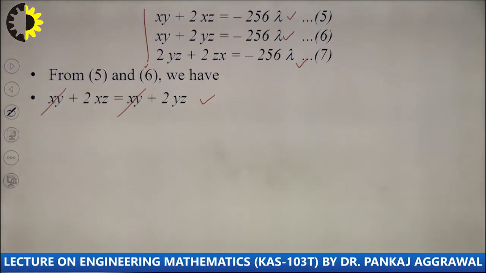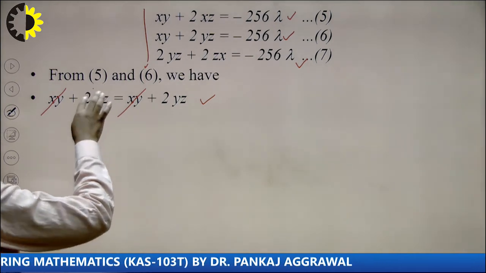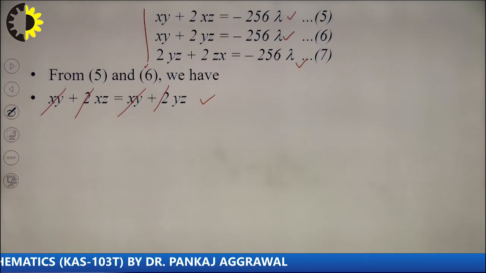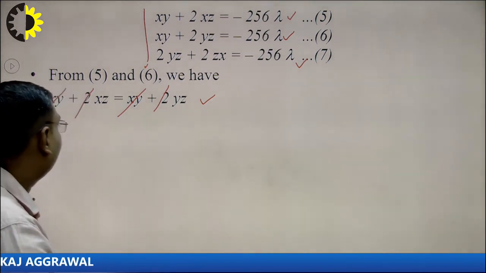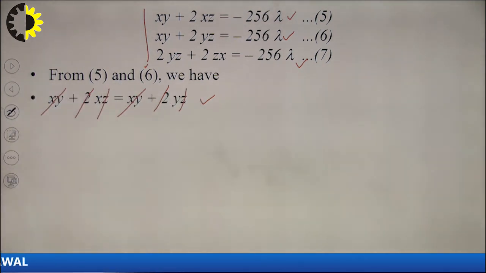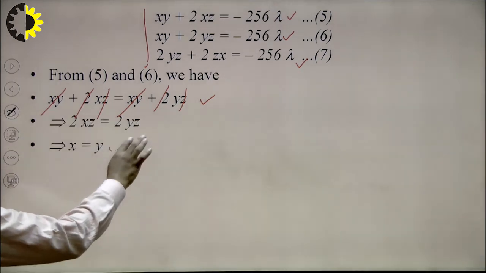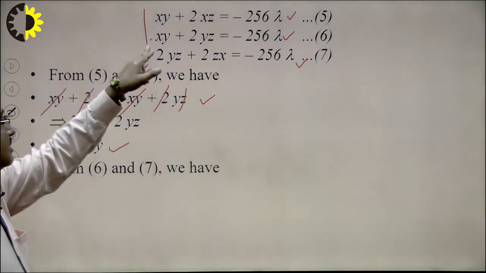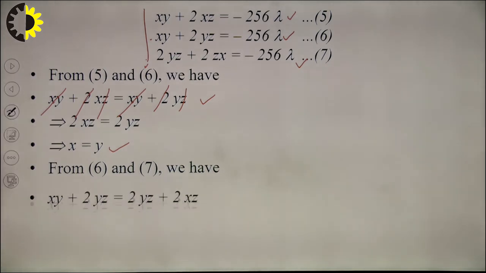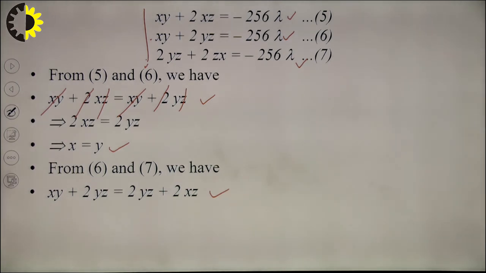These xy will cancel out. In 2xz and 2yz, the 2 can be cancelled out. Now, this z is the height of the box to be constructed, and therefore z will be non-zero, and therefore this z can also be cancelled out, and it will give x equal to y. Similarly, from 6 and 7, we get xy plus 2yz equal to 2yz plus 2xz.